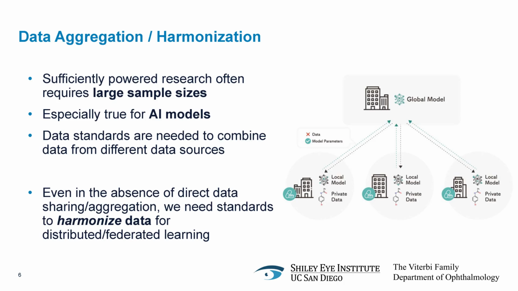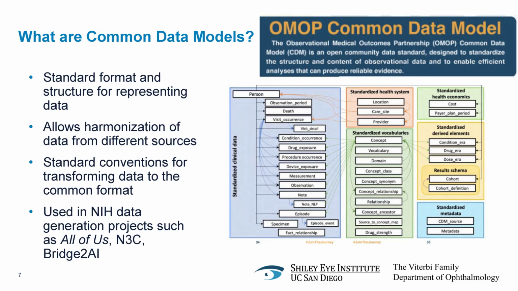So there's a lot of emphasis on federated learning, distributed learning. In order to do that, the data elements have to mean the same things as in the different places. And so if you say, okay, I've got a model where I've got a certain weight for a certain variable, well, that variable needs to be the same across the different places. So you need standards to be able to accomplish that. So in order to do that, you need a common data model.